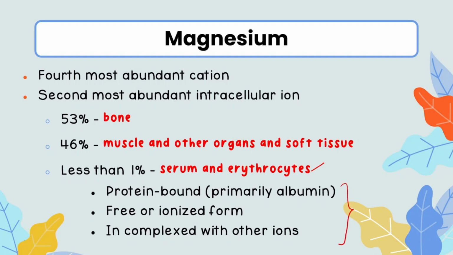Your magnesium can be protein bound, and as usual, primarily albumin. It can be free or ionized, or it can be in complex with your other ions. So it can be in complex with your phosphate, with your citrate. So these are just some examples of those other ions. Pwede niya maka-complex or makabind. So, syempre, same with your calcium, kids, yung free or ionized form, siya yung active.